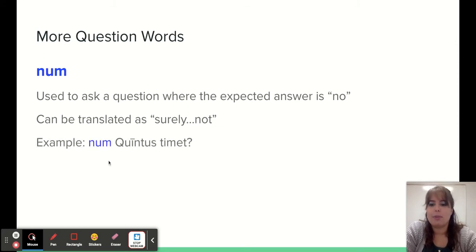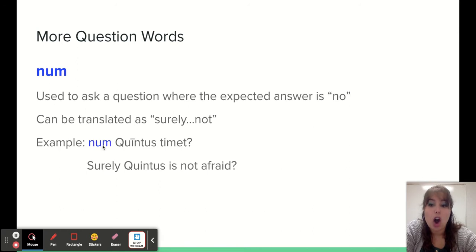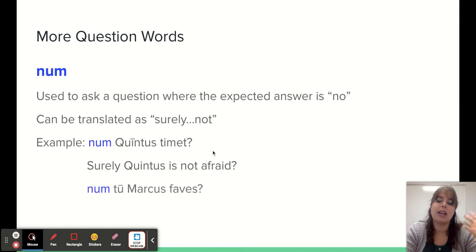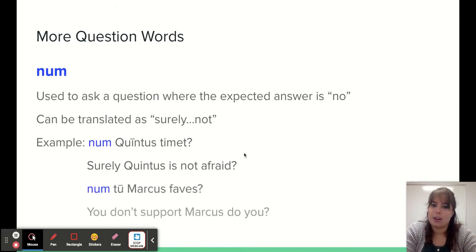So for example, num Quintus timet. So asking this, you want to go, surely Quintus is not afraid. So this would be expecting you to answer, no, Quintus, of course he's not afraid, right? No, of course not. So surely Quintus is not afraid. So again, surely not is kind of the easiest way to translate this, but any way you can translate it where you're kind of anticipating that the answer is going to be no.